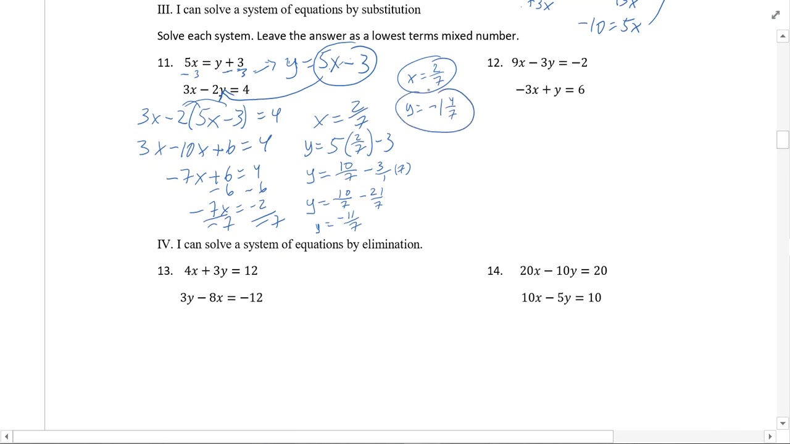All right, so what I want you to do is pause the video and try number 12. And you remember, you're isolating the variable that has a coefficient of 1.